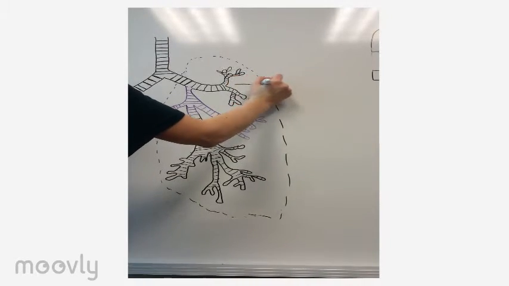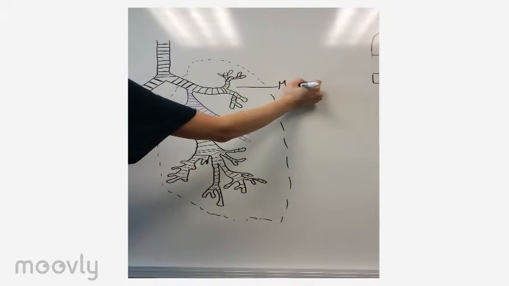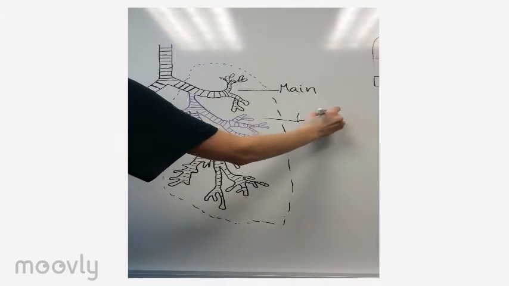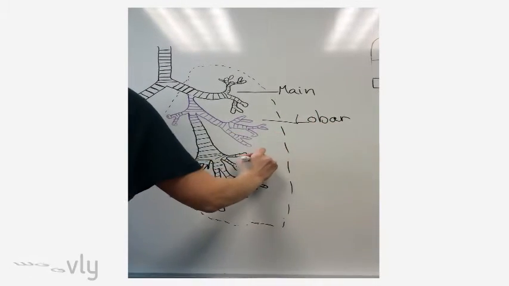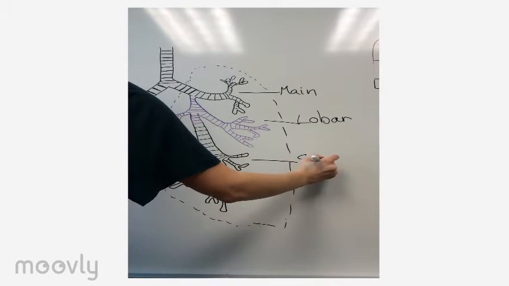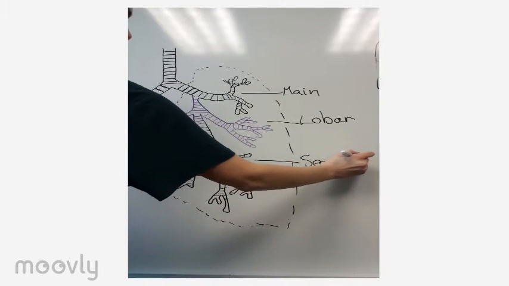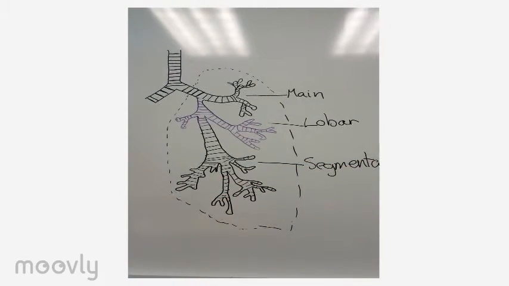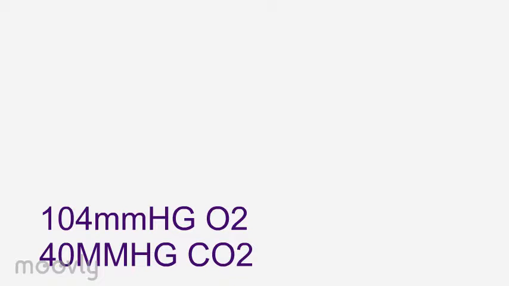The bronchi are divided into three subdivisions, the main, lobar, and segmental sections. The air then travels into the alveoli, where gas exchange of oxygen and carbon dioxide occurs. In normal gas exchange, the partial pressure of oxygen in the alveoli is 104 millimeters of mercury, and the carbon dioxide is 40 millimeters of mercury. This is when sufficient amounts of carbon dioxide are being exhaled and oxygen is being inhaled.